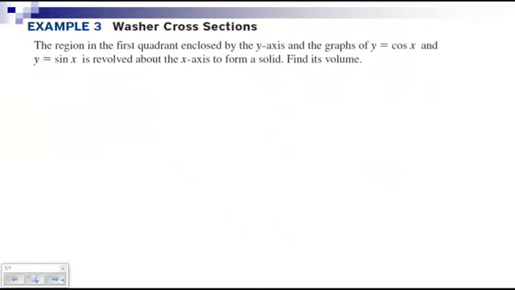The region in the first quadrant enclosed by the x-axis and the graphs of y equals cosine x and y equals sine x is going to be revolved around the x-axis to form a solid. So let's do that first step, and that is, can we sketch what the solid looks like?